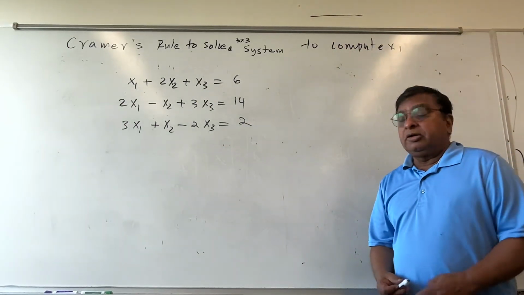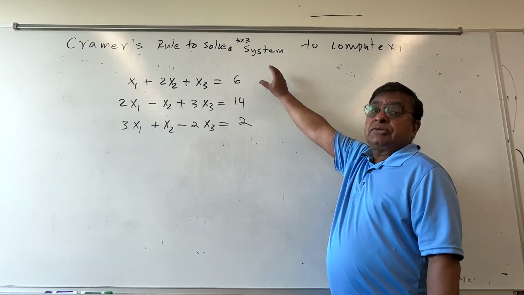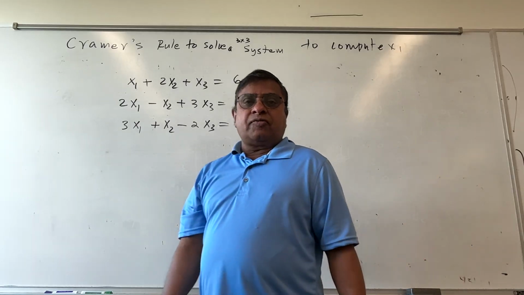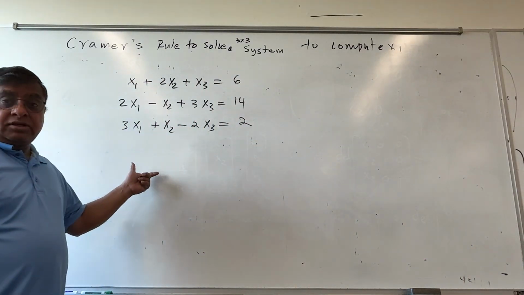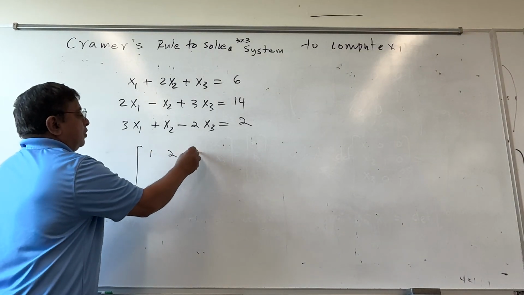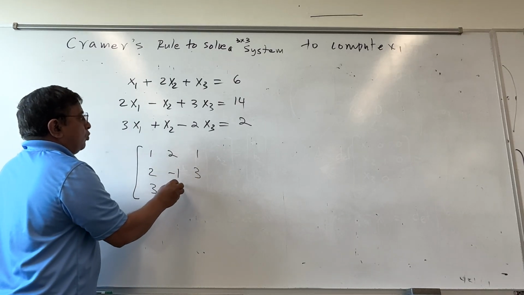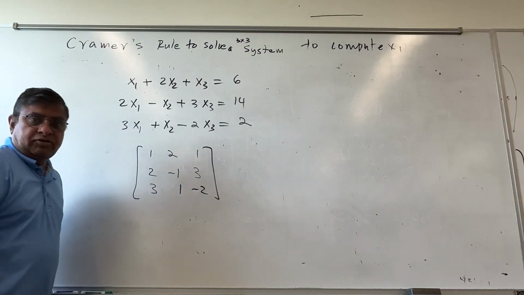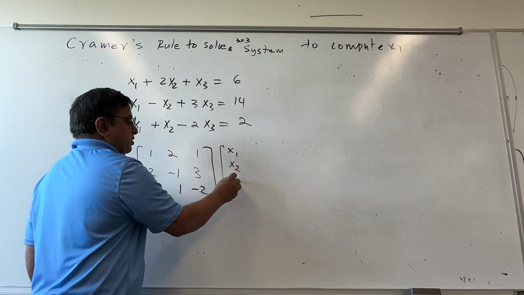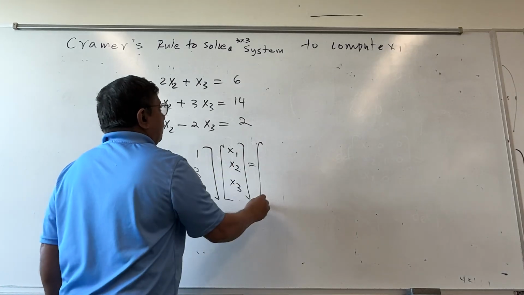Hi, welcome back. In this short video, I'm going to illustrate how to use Cramer's rule to solve a 3 by 3 system. Okay? So first thing you do is convert this into a matrix equation. So the coefficient matrix would be 1, 2, 1, 2, negative 1, 3, 3, 1, negative 2. That's the coefficient matrix. Times the variable vector is x1, x2, x3, and the output is 6, 14, and 2.